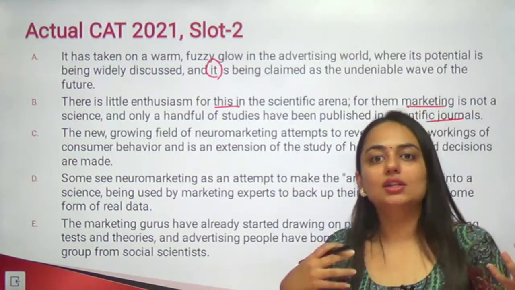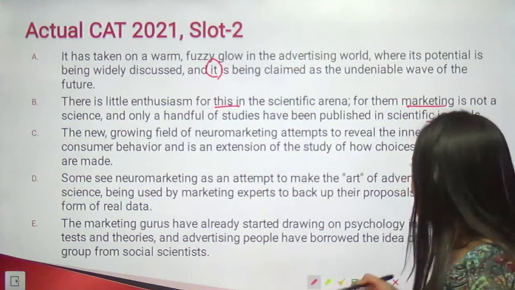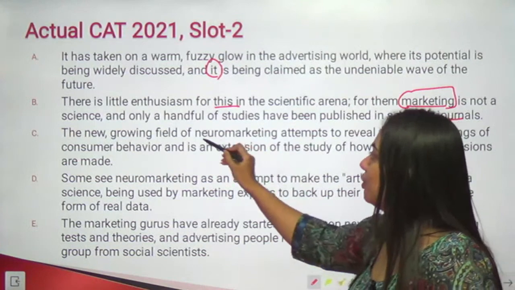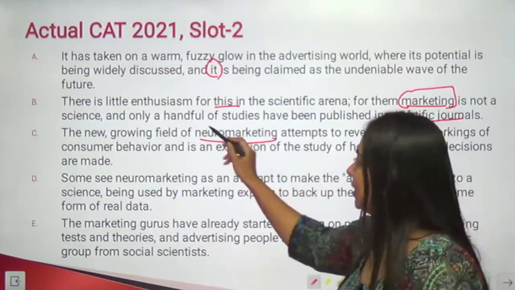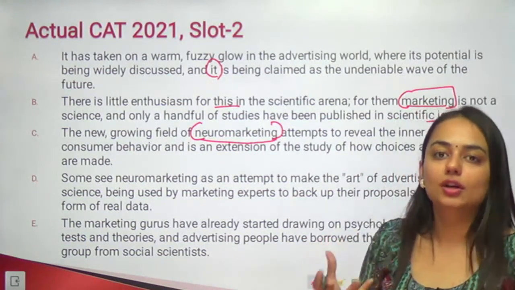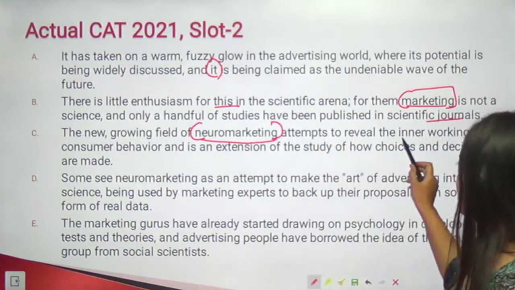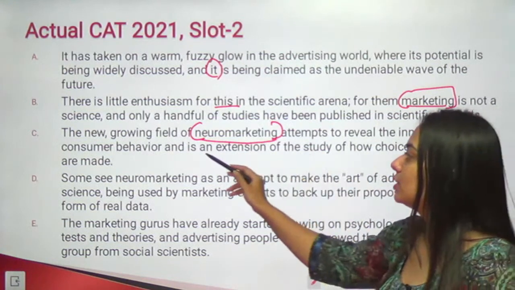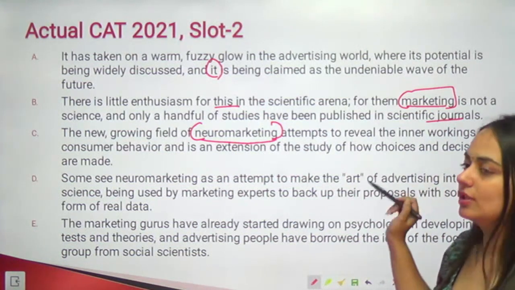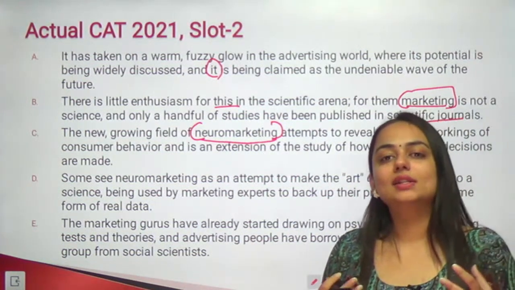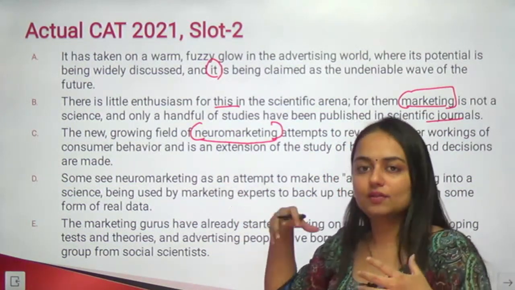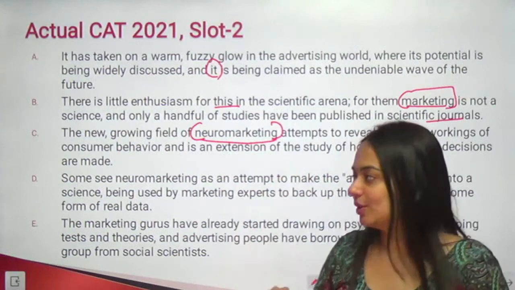They are relating marketing to a kind of science. Let us see what kind of science. So they're talking about the new growing field of neuromarketing. To be more precise, they are talking about neuromarketing. So neuroscience and marketing, they've drawn a relative kind of study. Attempts to reveal the inner workings of consumer behavior and is an extension of the study of how choices and decisions are made. So yes, neuromarketing can sometimes help you predict what the consumer wants, or gives you a peep into the consumer's psychology.